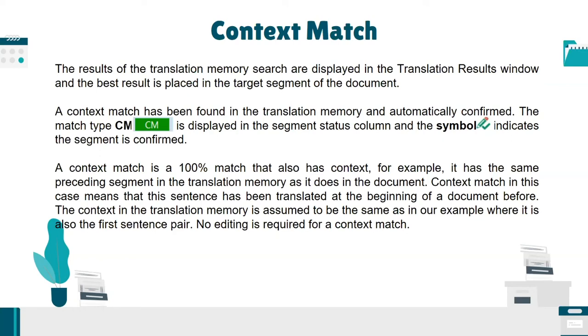So a context match is a 100% match that also has context, which means it has the same preceding segment in the translation memory as it does in the document we are working on. So context match in our case means that the sentence has been translated as the beginning of a document before. So the context in the translation memory is assumed to be the same as in our example, where it is the first sentence pair. Then no editing is required for context match.